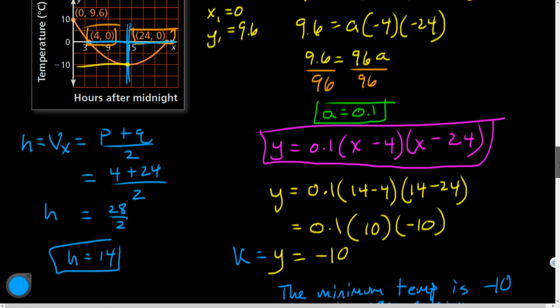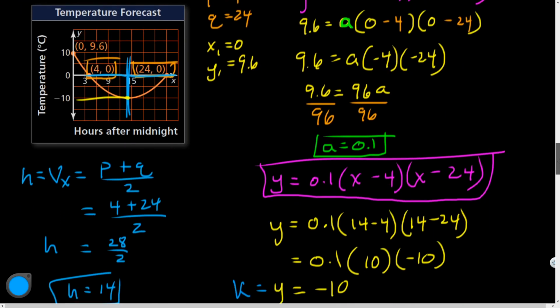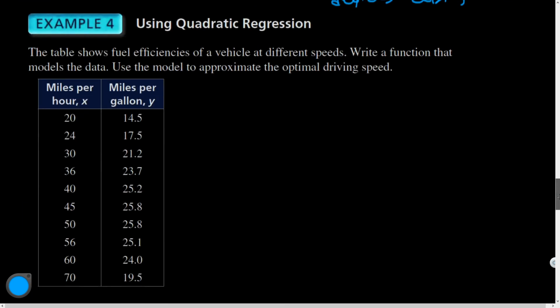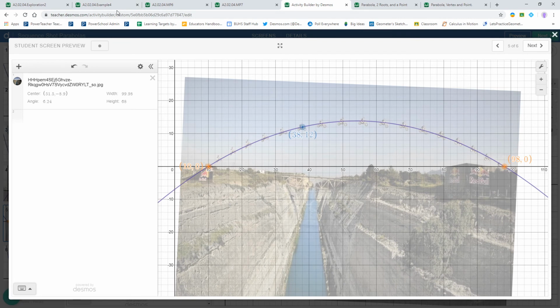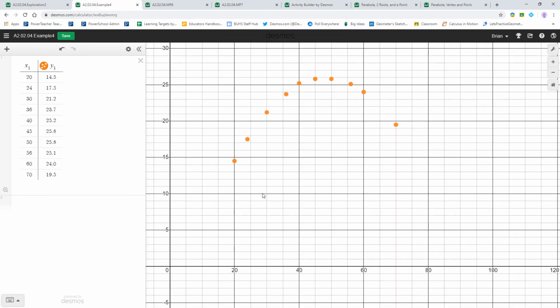Okay, I'm skipping example 3, and we're going to jump right into example 4. And actually, you've already seen how to do this one, kind of. It says write a function that models the data, use the model to approximate the optimal driving speed. And so this one is actually another Desmos activity. I've got it right here. And so what am I going to do?